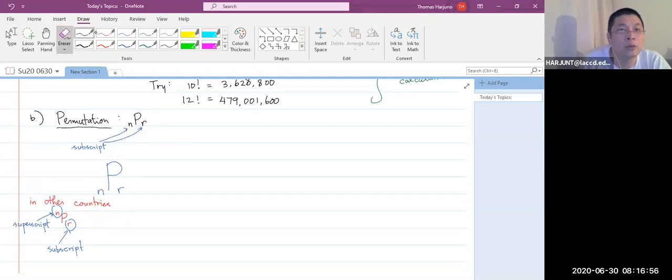Now, I'm not really a big fan of the American way of writing things, but there are some reasons why they changed this to our way of writing. So please don't use this notation.